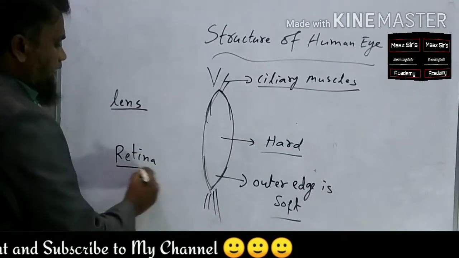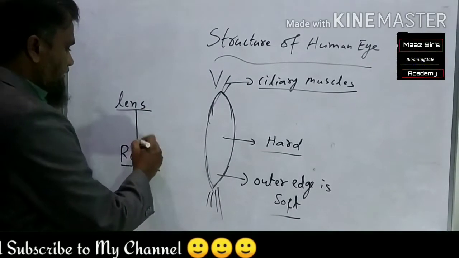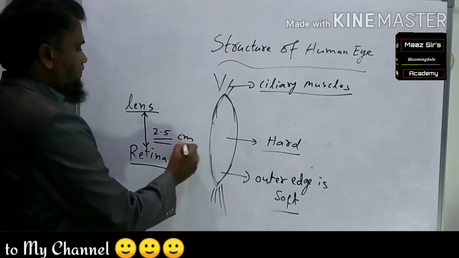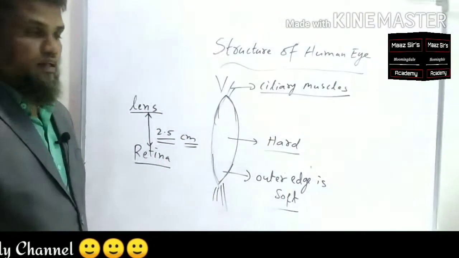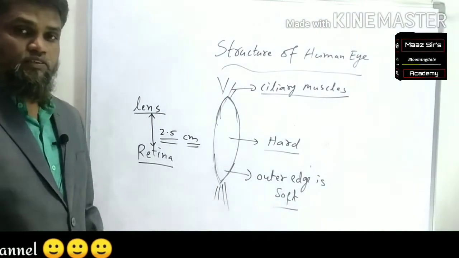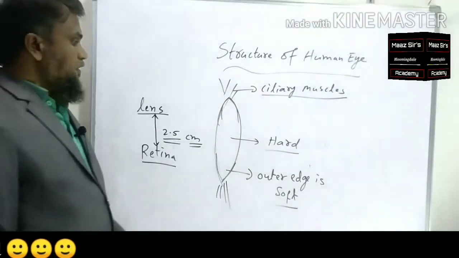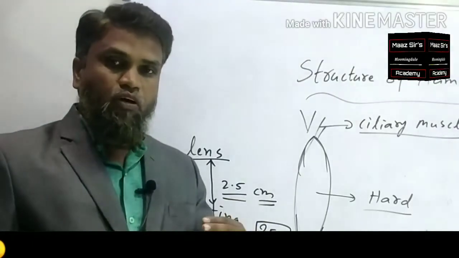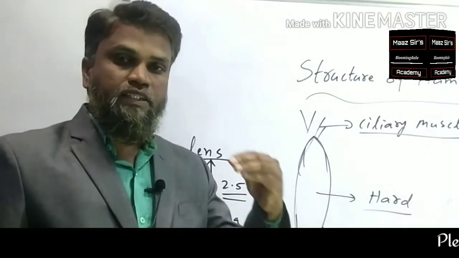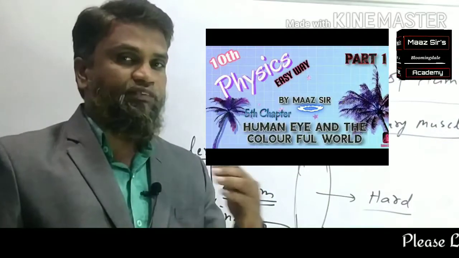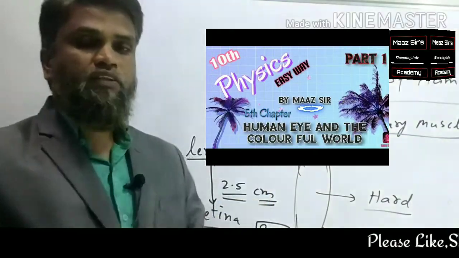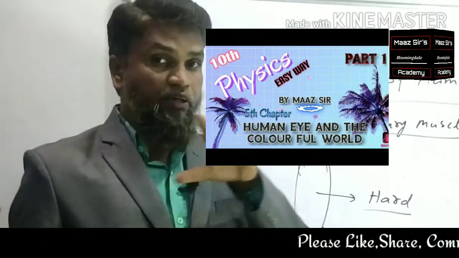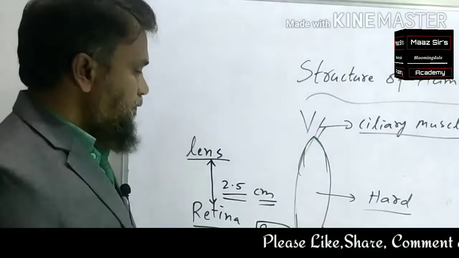So retina is there, lens is there. What is the distance? The distance is 2.5 centimeter. As we discussed in the least distance of distinct vision, we are getting how much least distance? 25. So if you want to know about least distance of distinct vision and as well as angle of vision, you can see my part 1 video of this chapter. So it will be helpful for you to understand.